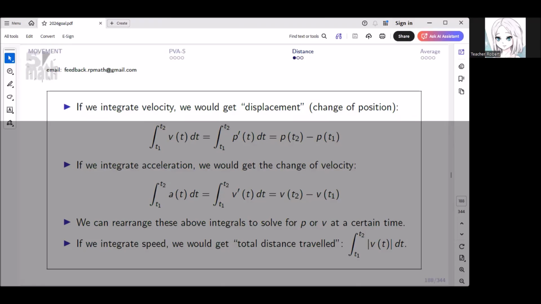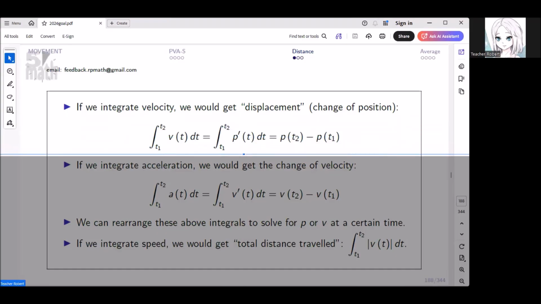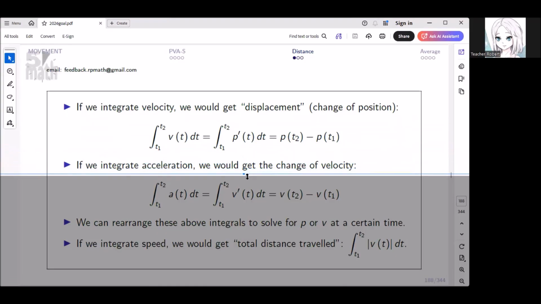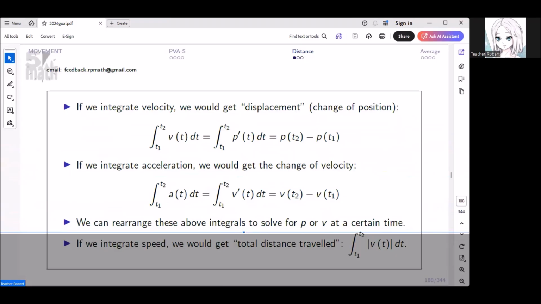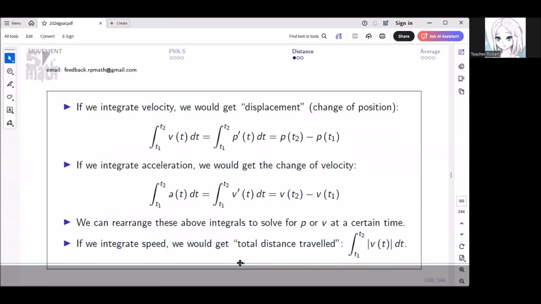If we integrate velocity, we would get displacement, change of position. We have the following. If we integrate acceleration, we would get the change of velocity. Here's the following. We can rearrange these above integrals to solve for p or v at a certain time. If we integrate speed, we would get total distance traveled.